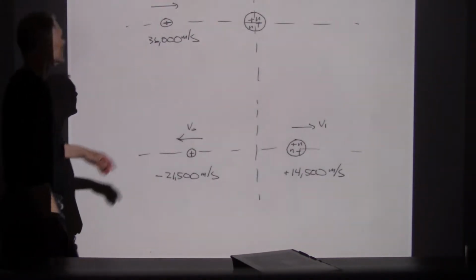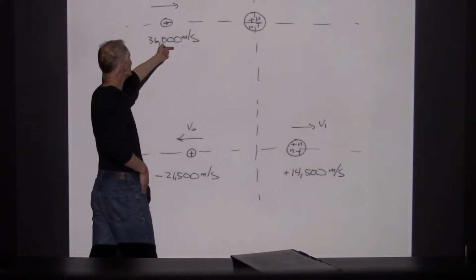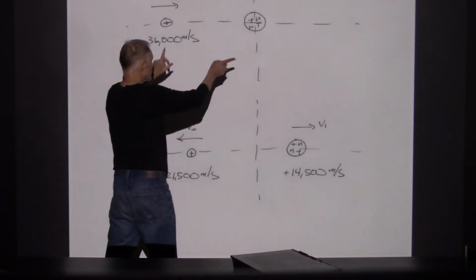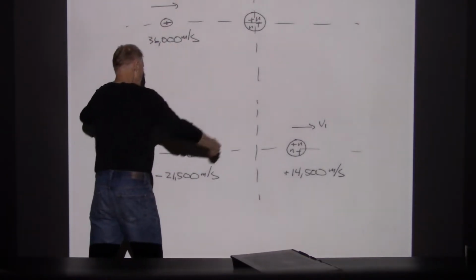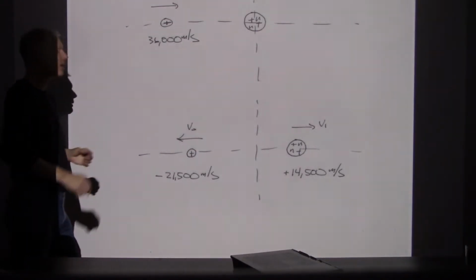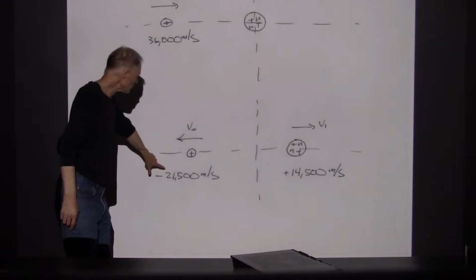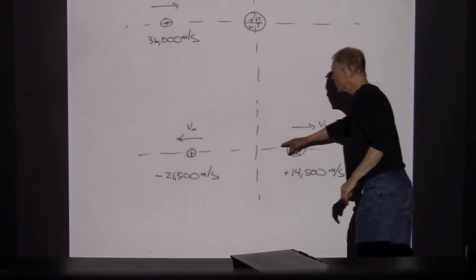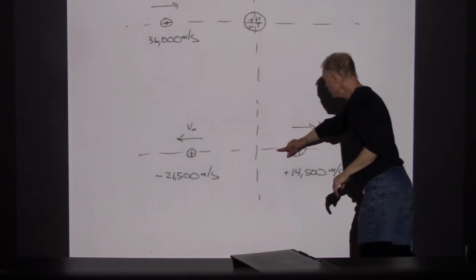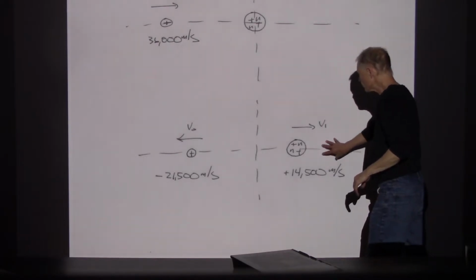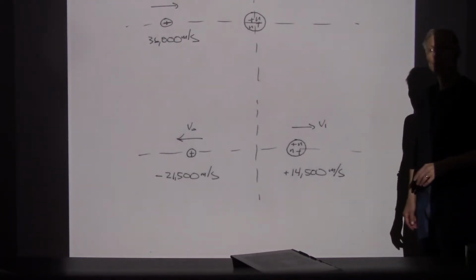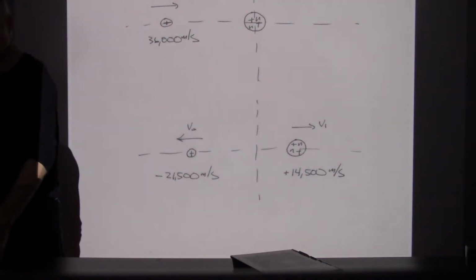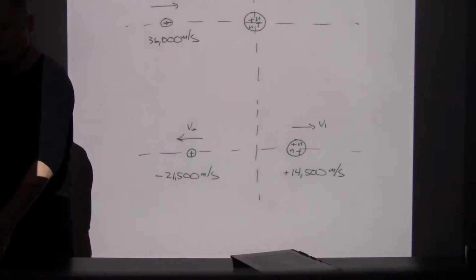So one more picture. Here is that helium nucleus. Here is the proton coming in at 36,000 meters per second, and that's the relative speed, the 36,000. The proton bounces back, or gets pushed back by the electric repulsion, at 21,500 meters per second. And the helium nucleus, as a result of that electric force, gets pushed forward and picks up a speed of 14,500 meters per second. Okay, so the rate of separation matches the rate of approach.